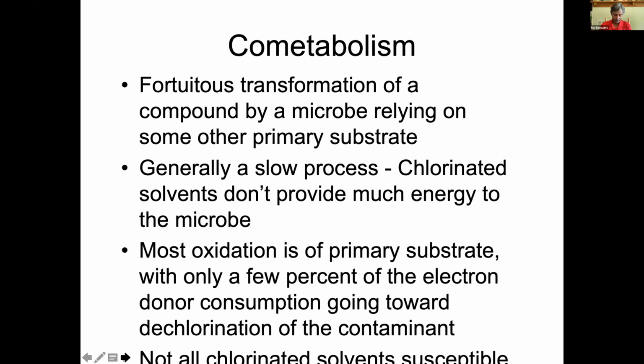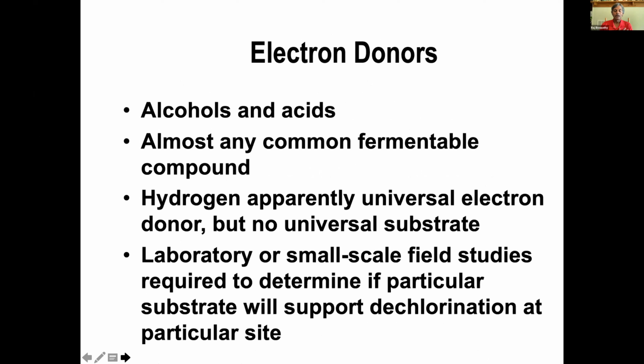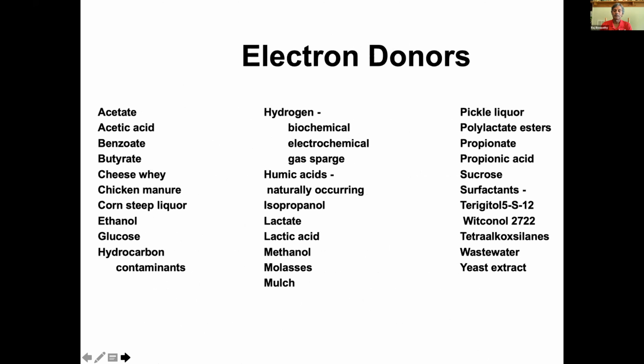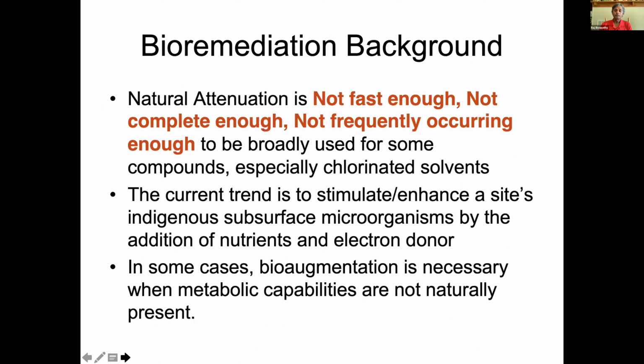And then co-metabolic process is basically you're creating accidental transformation. You're providing enough primary substrate to promote the growth of bacteria. There are a variety of electron donors you can provide. There is a list from various cheap sources of electron donors. Here is some of the list, from acetate to butyrate and molasses, and a lot of different easy sources, milk protein, all that stuff.